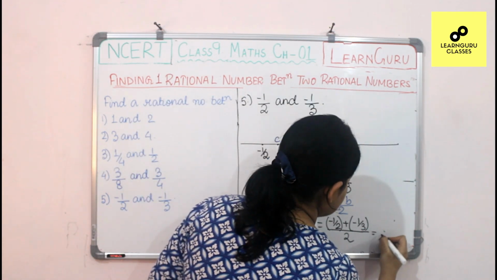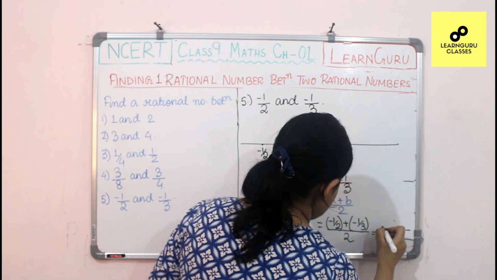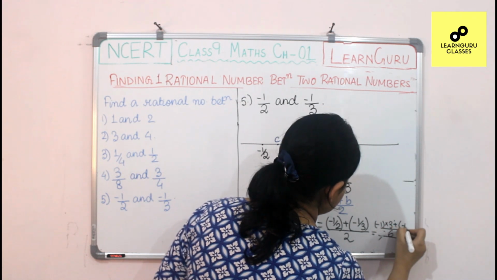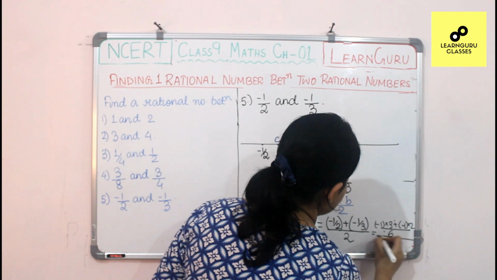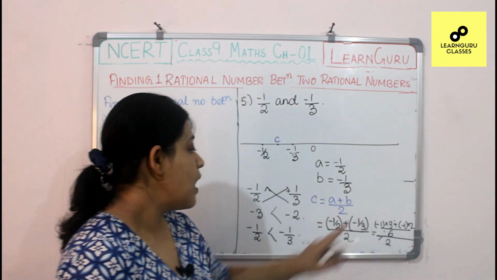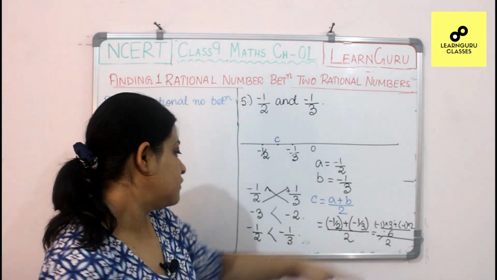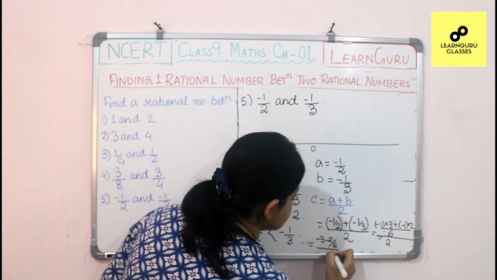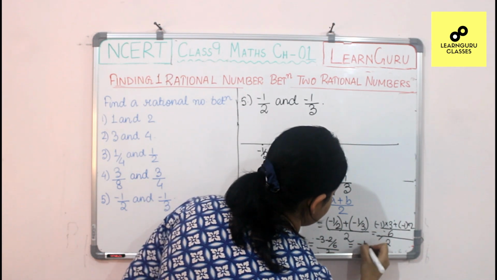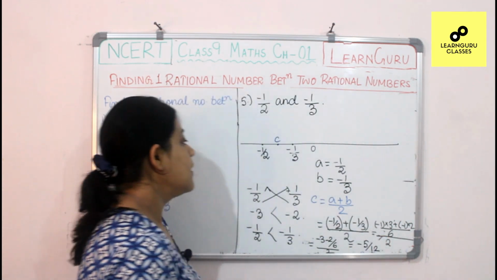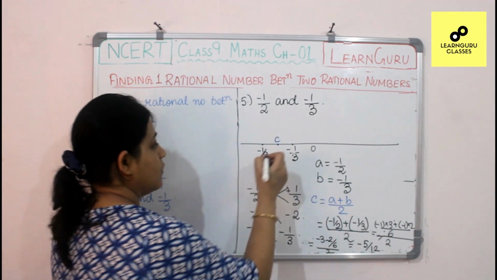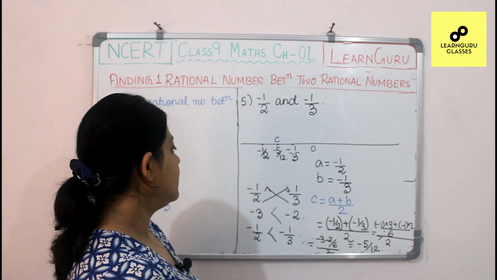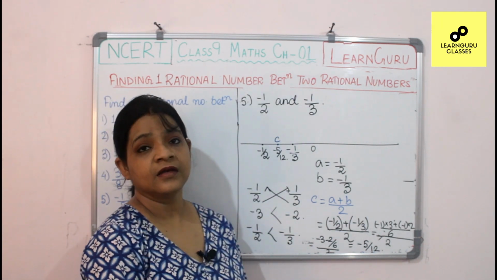So here you are getting the LCM as 6. So this one is minus 1 into 3 plus minus 1 into 2. I think the LCM is clear to you. I am not explaining how I have done the LCM. So this one is minus 3 minus 2 by 6 by 2. That is minus 5 by 12, the midpoint between minus half and minus 1 by 3.